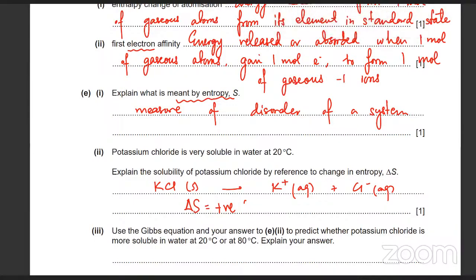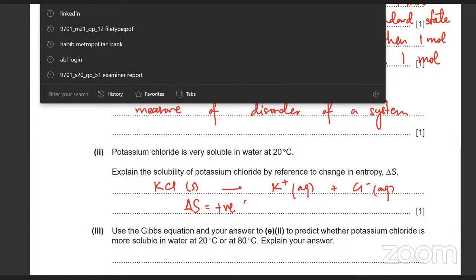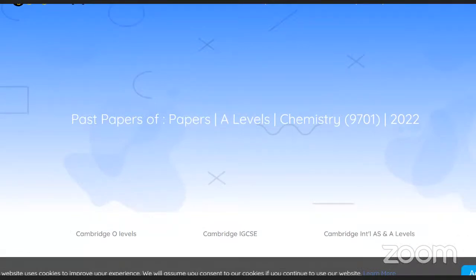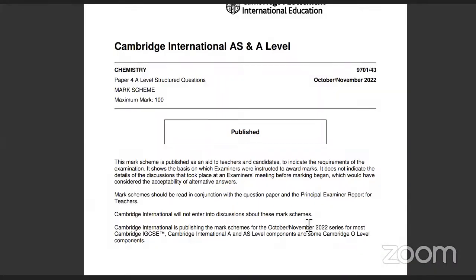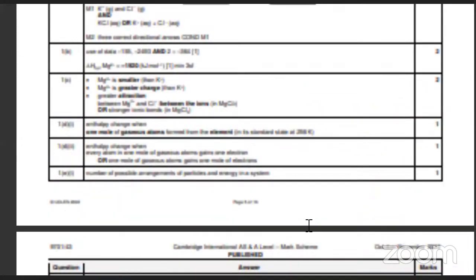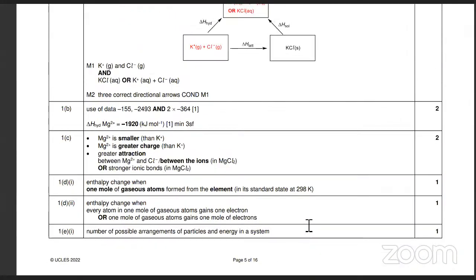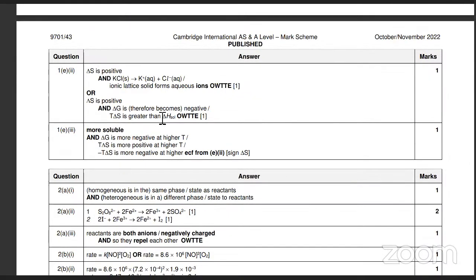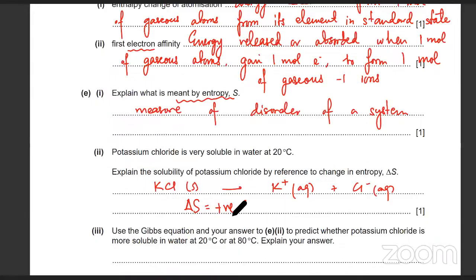Just 1 second. Let's open the marking scheme for this. This one was delta S is positive, yes. And that's it. Ionic lattice solid forms aqueous. So you just have to describe this. I mean, that's it. So he was just asking this, what we wrote. And he was just asking why is it positive?